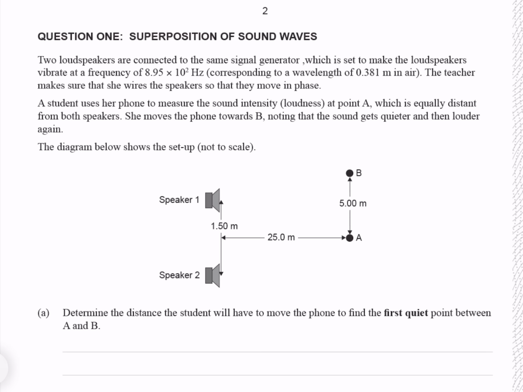a frequency of 8.95 times 10 to the 2 Hz, corresponding to a wavelength of 0.381 meters in air. The teacher makes sure that she wires the speakers so that they move in phase. A student uses her phone to measure the sound intensity at point A, which is equally distant from both speakers. She moves the phone towards B, noting that the sound gets quieter and then louder again. The diagram below shows the setup, not to scale.